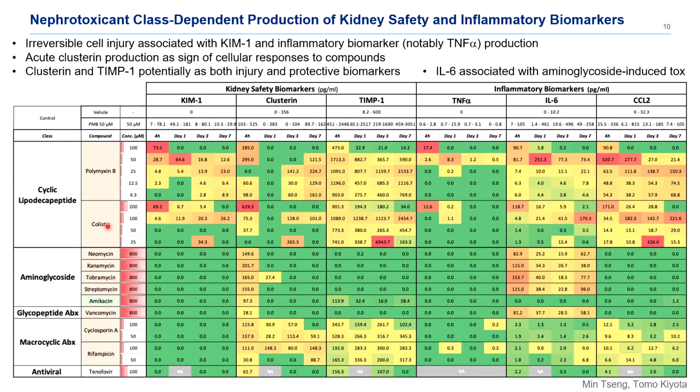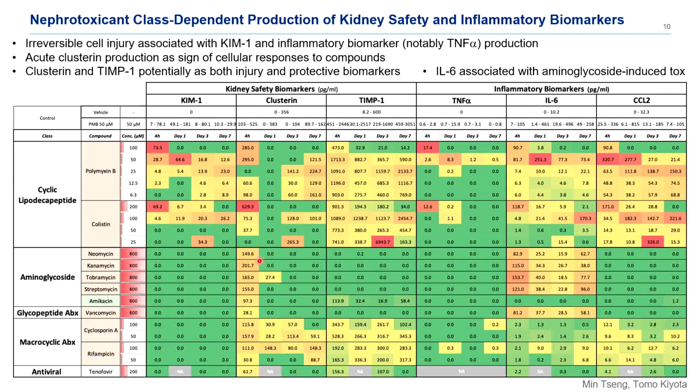And for instance, the cyclic lipodecapeptide such as polymyxin B, you see pretty much every biomarker produced by those compounds. If you look at the aminoglycoside, which is a nephrotoxicant from the apical side uptake usually, we really don't see anything at the safety markers. Maybe only clusterin, momentary production. But you clearly see the production of IL-6.